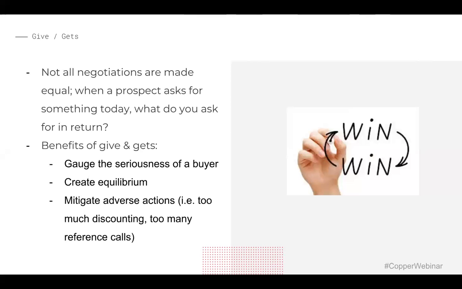Gauging their seriousness too is another really good thing. And also it really cuts down on problems that people see, like discounting or too many reference calls on their customers or too many pulls on legal resources, those types of things. Your sales team can really own a lot of that stuff. And this is something that we could really spend an hour on just this topic alone. But hopefully this is a good snippet for you.